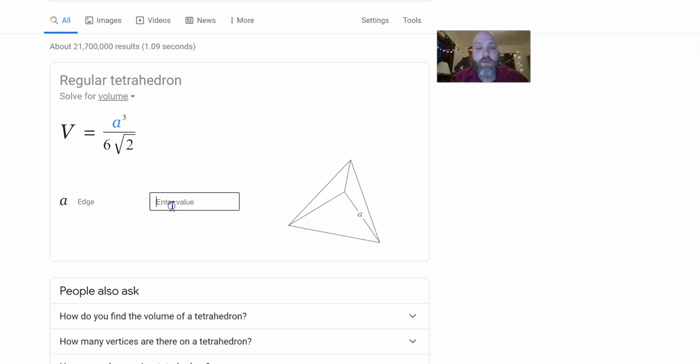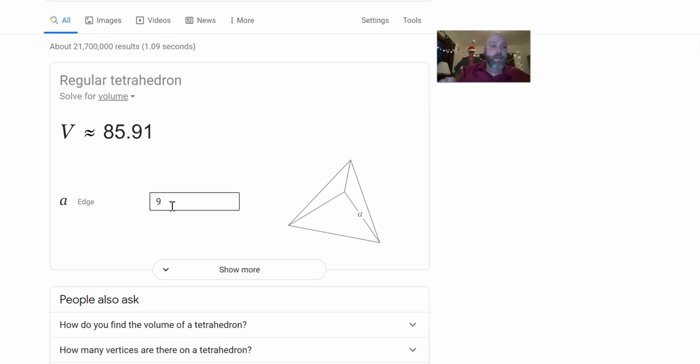In fact, if you have a generator like this, I know the first side is 9. On one of these guys, it's 9 centimeters. So I know the volume of this tetrahedron is 85.9100 cubic centimeters, centimeters to the 3rd power.